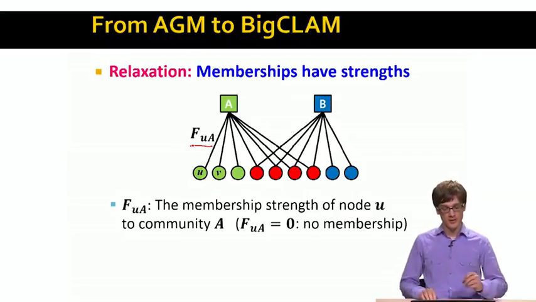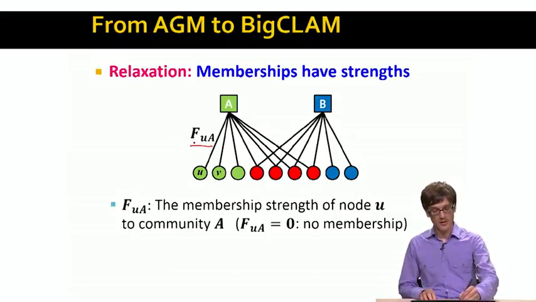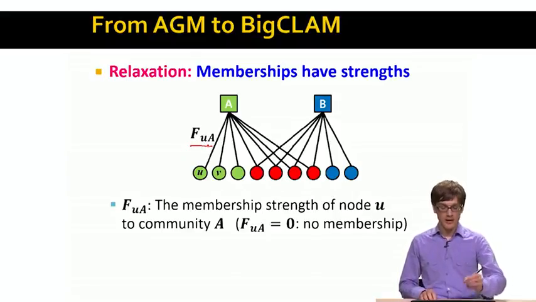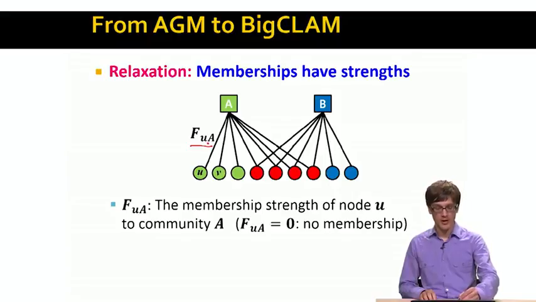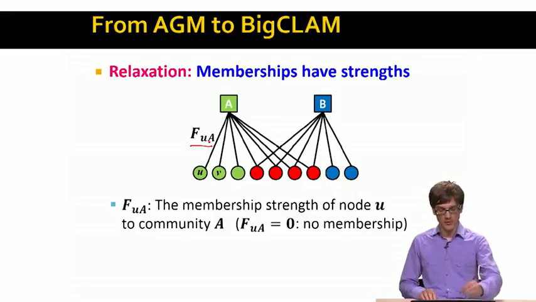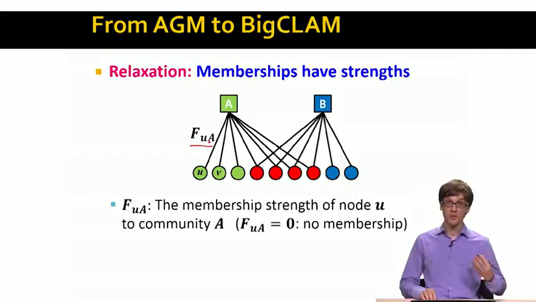We will label these strengths as F_uA, where u is the name of the node and A is the name of the community. So we will call these membership strengths F, and they are non-negative values. Basically 0 means no membership, and anything greater than 0 means that you are a member of a given community to a given degree.